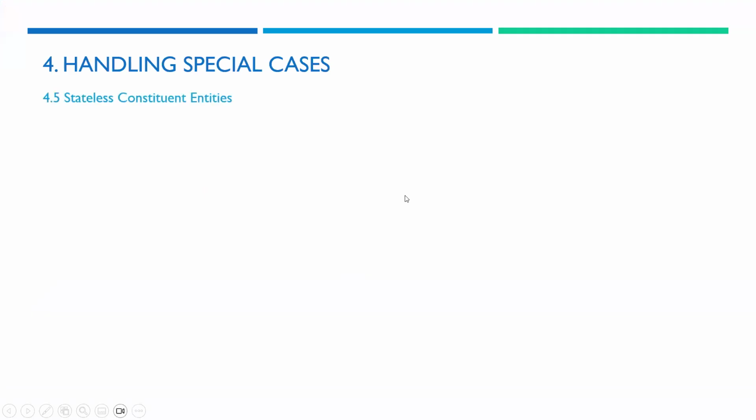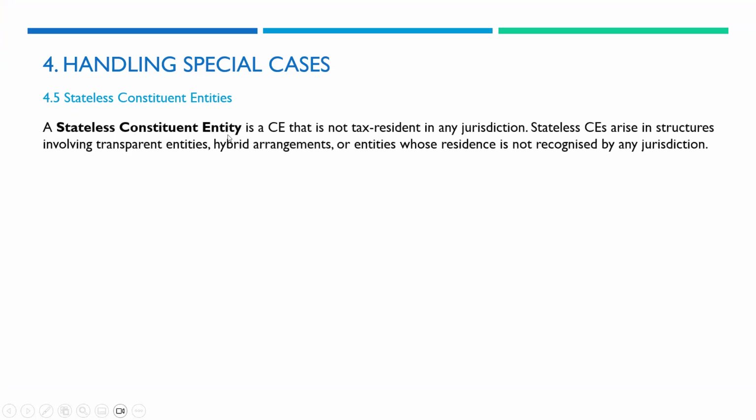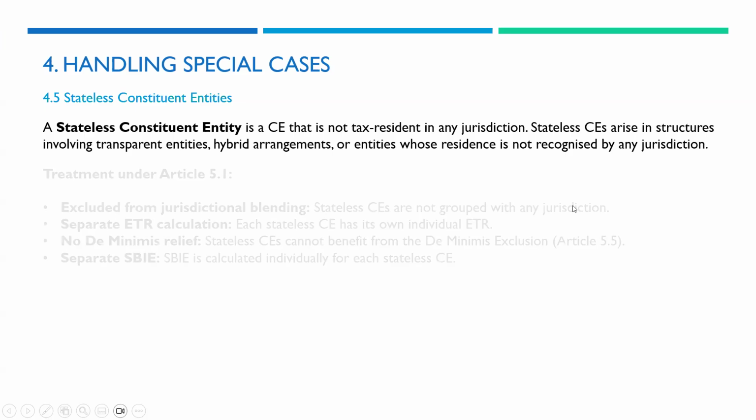Now, stateless constituent entities. We discussed stateless PEs when we were discussing categorization. I told you statelessness means something else, and I will explain. What is a stateless constituent entity, and how is it different from other constituent entities? A stateless constituent entity is a constituent entity that is not tax resident in any jurisdiction. Stateless CEs arise in structures involving transparent entities, hybrid arrangements, or entities whose residence is not recognized by any jurisdiction. So when it does not have any jurisdiction, it is called a stateless entity.